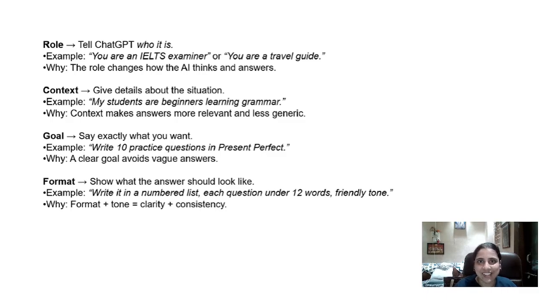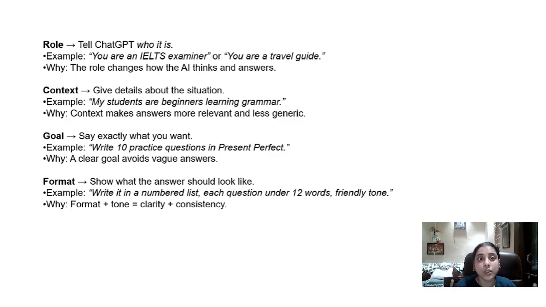It could do anything, right? Or it could mention all of this in a paragraph. So it depends upon what you want. If you want it in a numbered list, then mention it that way. If you have a word limit, mention that as well, and the tone. Why? Because the format and the tone together bring clarity and consistency. So your output is going to be perfect if you write it in this order.